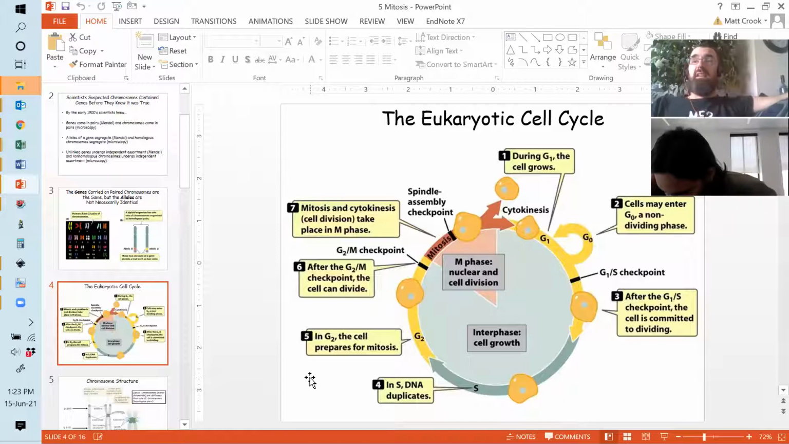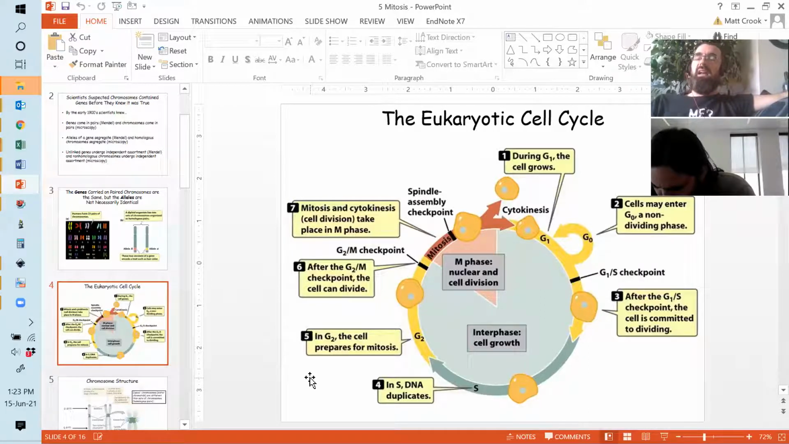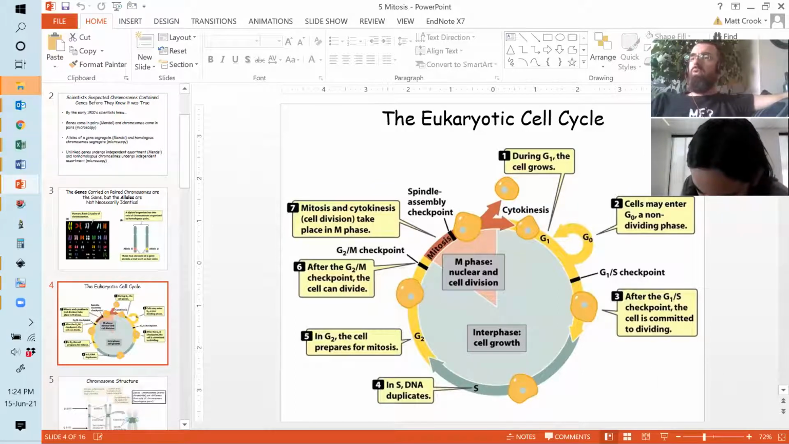Now, there are 3 really important parts of this cell cycle that I need to point out. And these are very interesting parts, and this is where errors occur or mistakes happen and things go wrong. And these are the checkpoints. So in every cell cycle or round of cell division, there are 3 different checkpoints, and they serve different purposes.